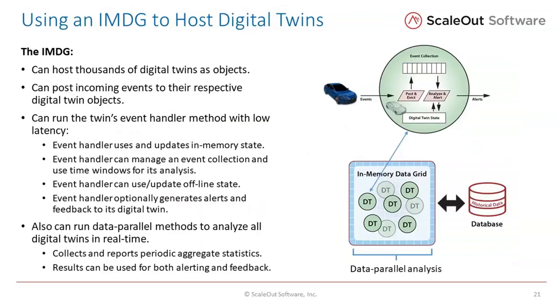Secondarily, we can extract data for data parallel analysis using the techniques of the in-memory data grid we looked at before, because the collection of digital twins, say all the wind turbines, can be accessed as a group and analyzed in parallel, and this feedback can then be given back to their event handling algorithms to steer their behavior, as we saw with the e-commerce application, and we'll see in another example. So what are some of the advantages of this approach?